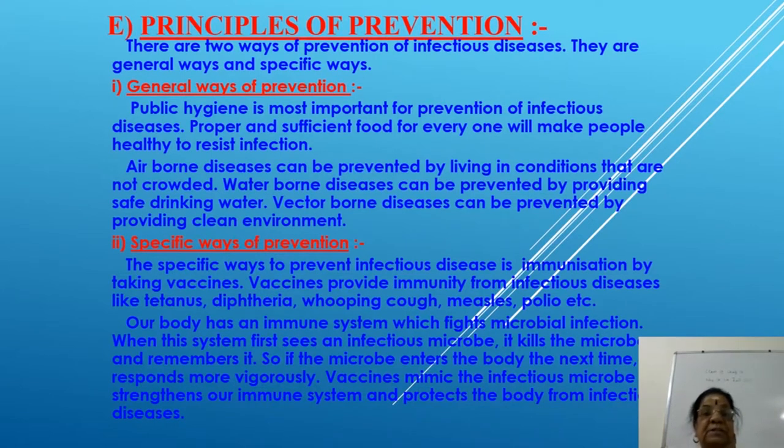Principles of prevention. There are two ways of preventing infectious diseases: a general way and a specific way. In the general way, public hygiene is most important for prevention of infectious diseases. Proper and sufficient food for everyone will make people healthy enough to resist infection. And airborne diseases can be prevented by living in conditions that are not crowded.